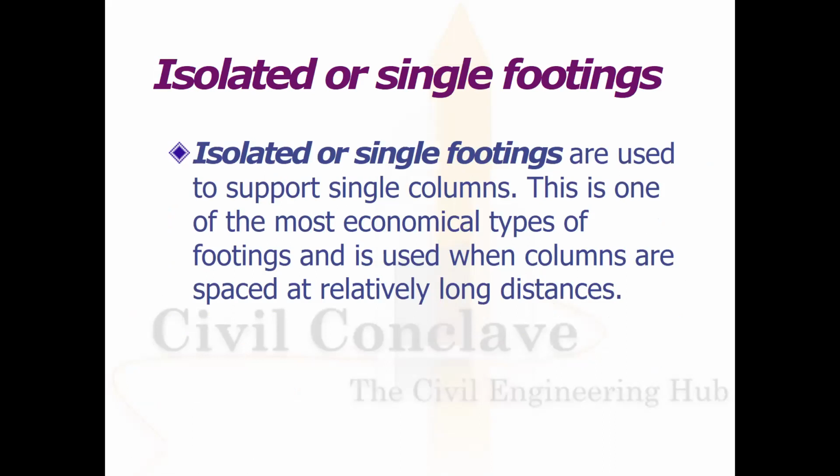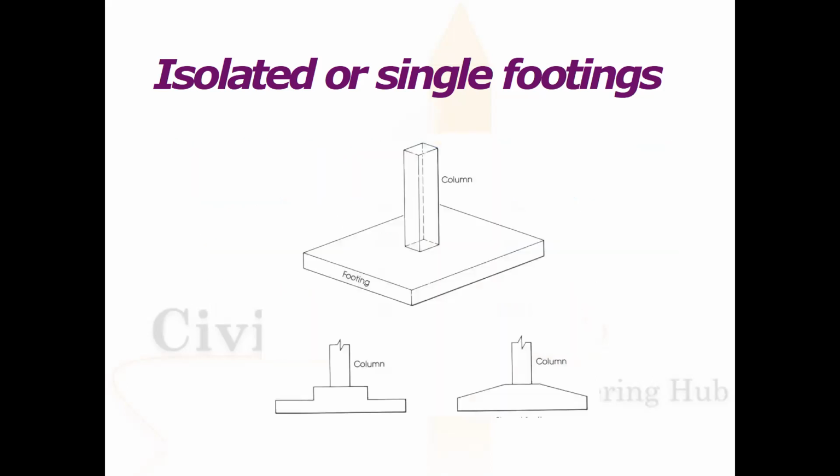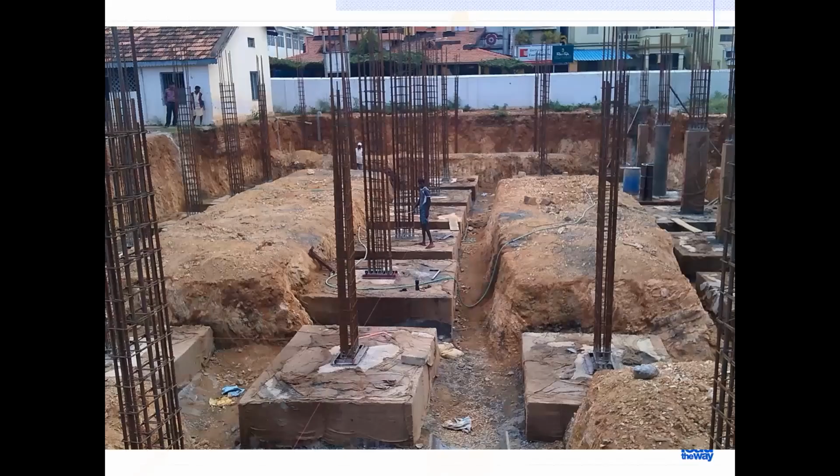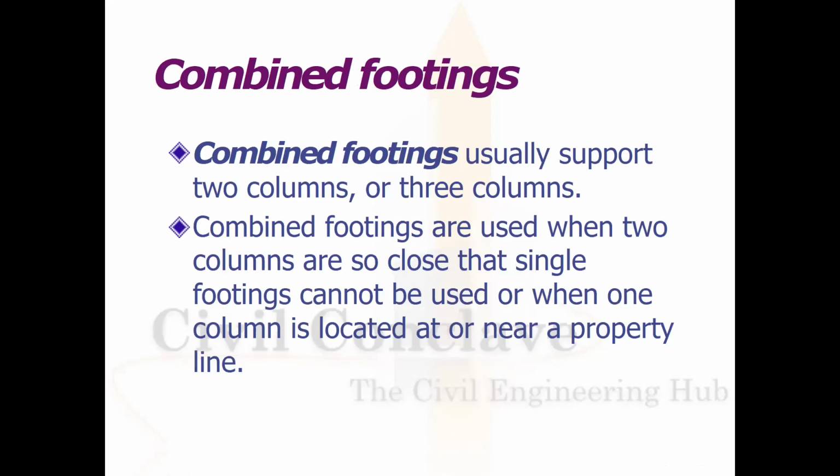Isolated single footing. Isolated or single footings are used to support a single column. This is one of the most economical types of footings, used when the columns are spaced at a relatively long distance. Here you can see the images of various isolated or single footings. This is a side photograph of the isolated footings.